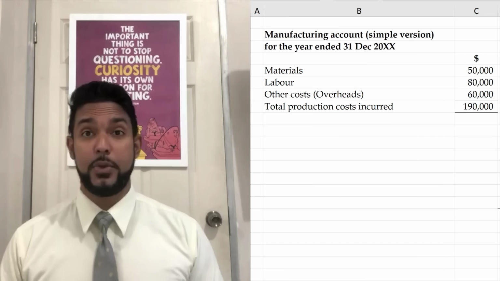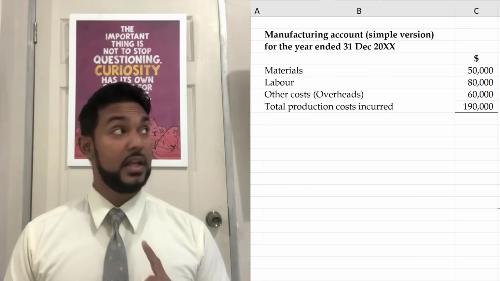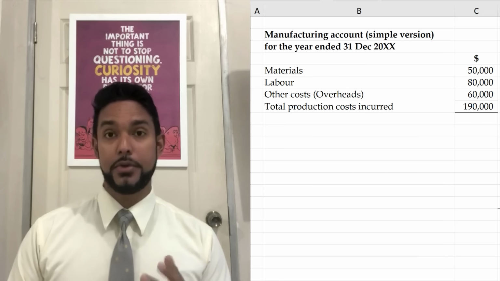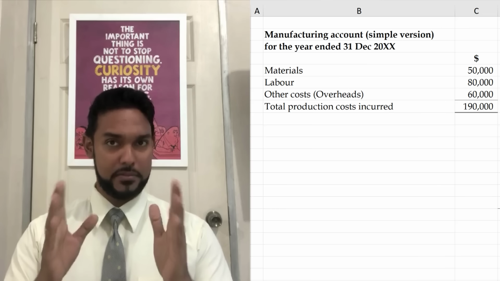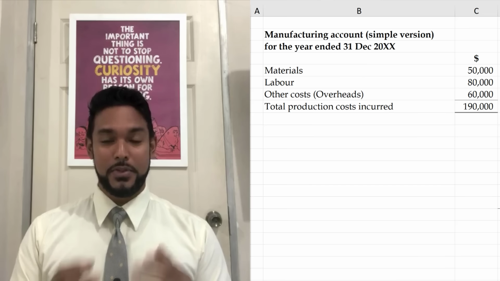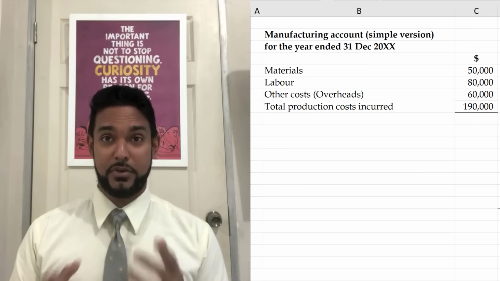So you can see across there we have a line for materials, a line for labor, and a line for other costs or overheads. And I'll tell you why they call that in a little bit, okay? So this is basically the gist of the manufacturing account.